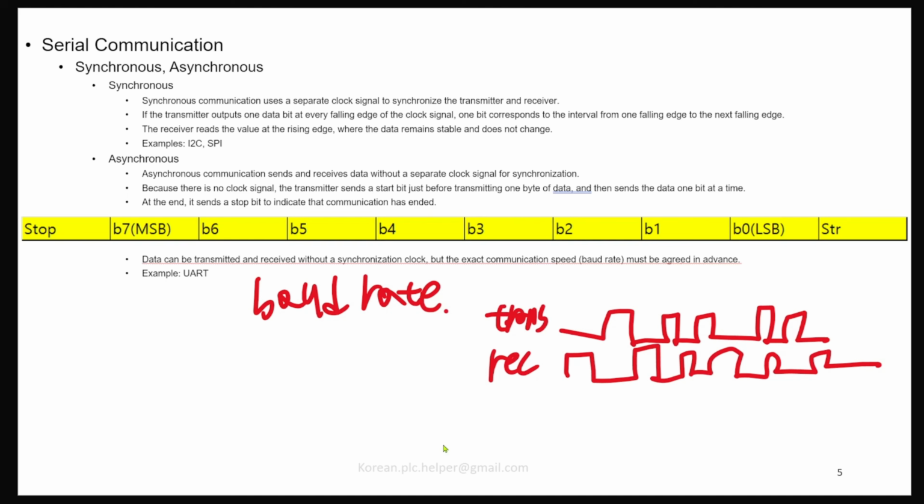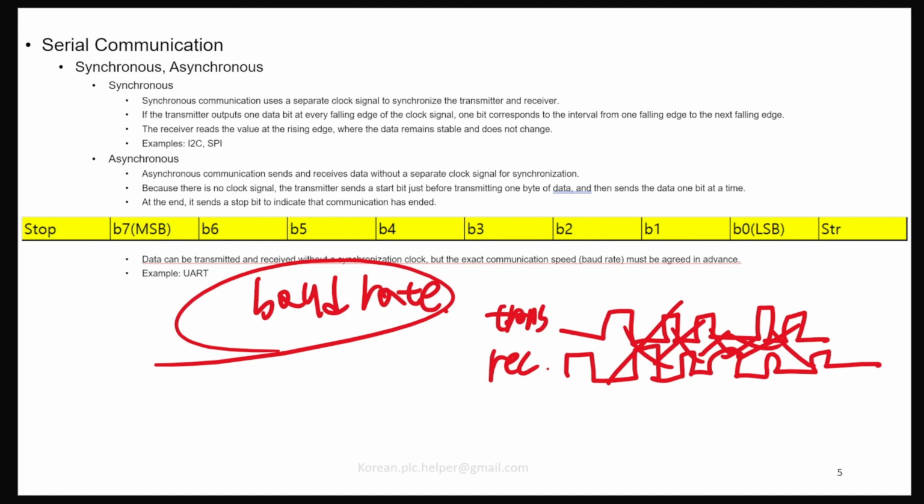The timing of the two waves does not match. In other words, the sampling timing of the transmitter and receiver is misaligned. In this condition, the receiver cannot read the data at the correct timing. As a result, normal communication is not possible. Therefore, the transmitter and receiver must be configured with the same baud rate correctly.